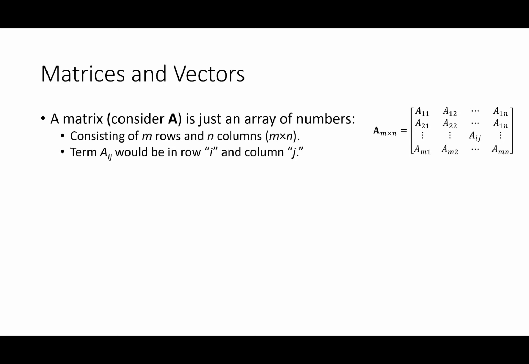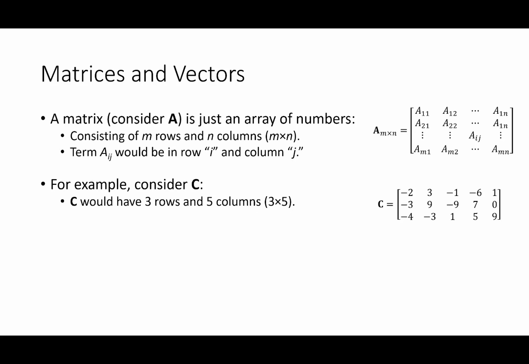So whenever you see a term like Aij, okay? For example, let's just make up a matrix. Let's call this matrix, I don't know, C, right? And so matrix C would be 3 by 5, because it has 3 rows and it has 5 columns. And if I wanted to reference, for example, term C24, I would go to the second row, then 1, 2, 3, 4, and that term would be 7, right? So term C24 would be 7.